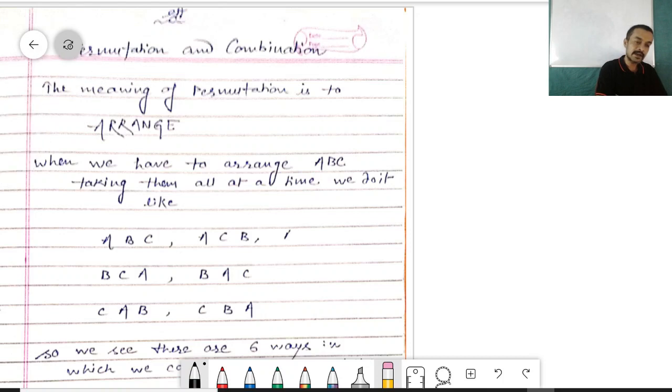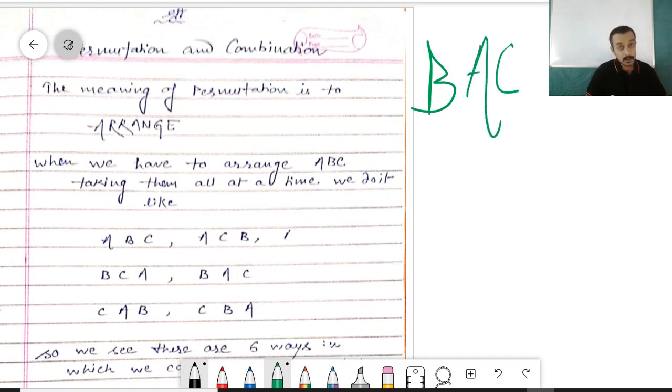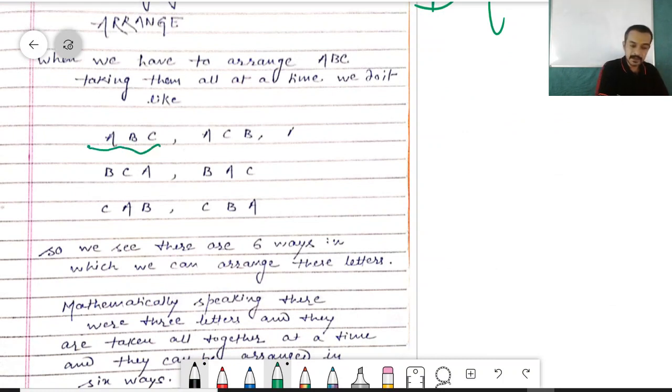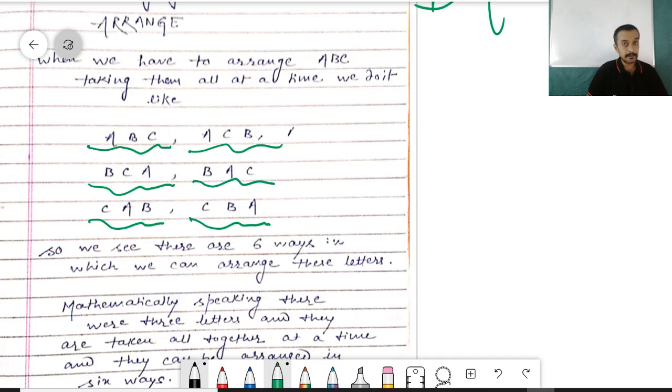I took the letter A first. Now I am taking B at first position, and then I am writing A and C. This becomes my third way, my third arrangement. All these arrangements are known as permutations. So till now we had 3. Now look at this. All the ways in which these letters can be arranged are mentioned here. Count them. There are in all 6 ways in which these 3 letters have been arranged.